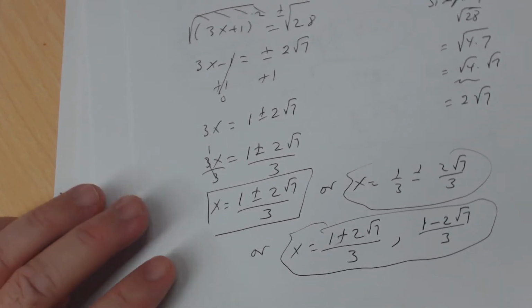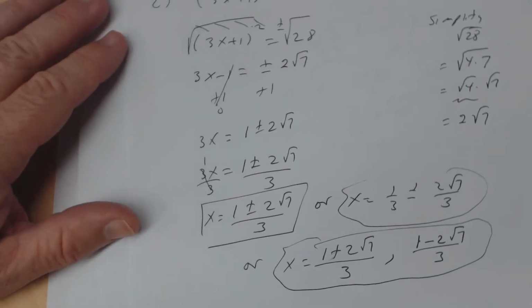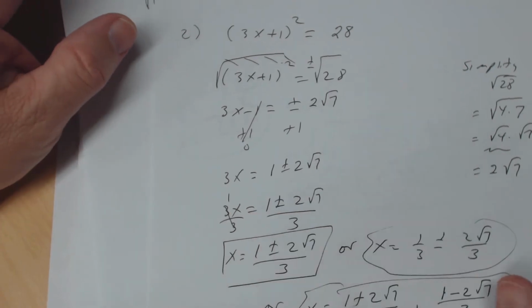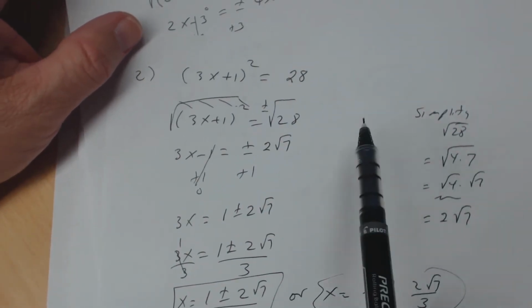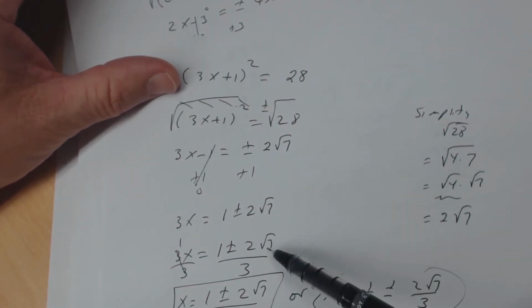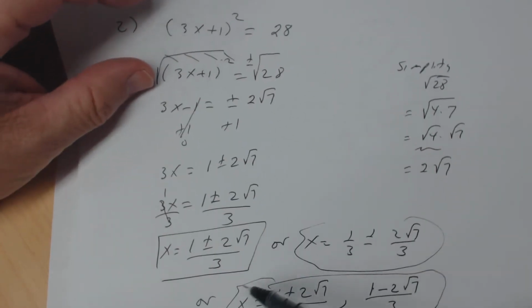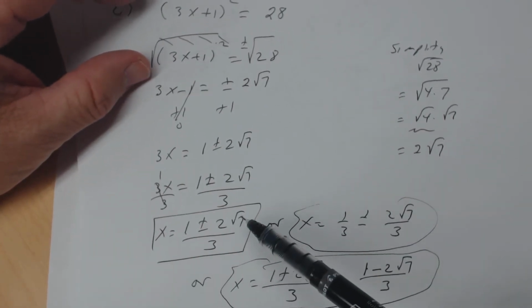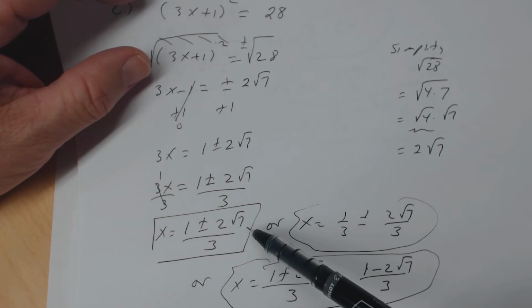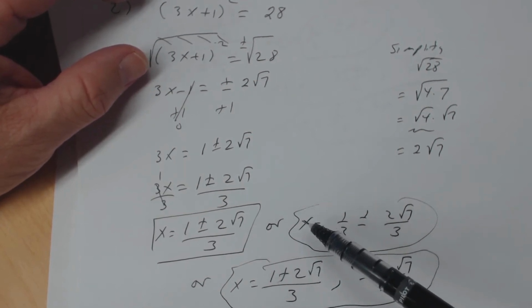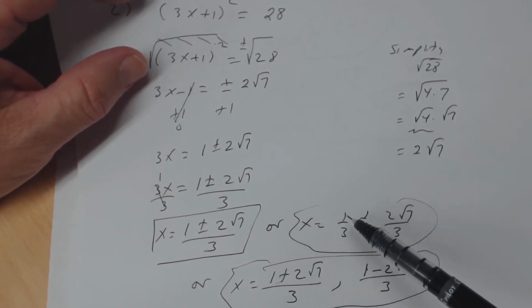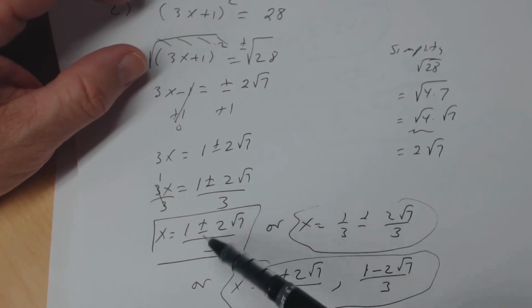But notice how it looks. Now let's go back and talk about rational and irrational. So we're talking about real numbers here. The solutions here are irrational because you still have a square root in the answer. So that would be an irrational solution, and look how it's written. It's written in this compact form.